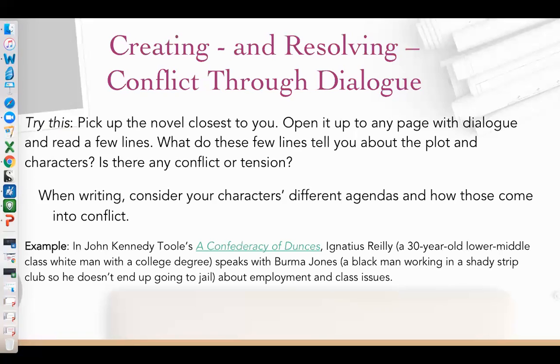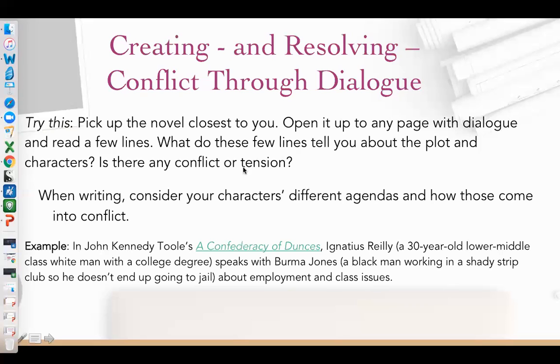Now, when you're writing, consider everyone's different agendas and how those come into conflict against one another. For example, you can have protagonists that have agendas that create conflict. Even on the protagonist side, it isn't always just the antagonist causing tension or conflict.